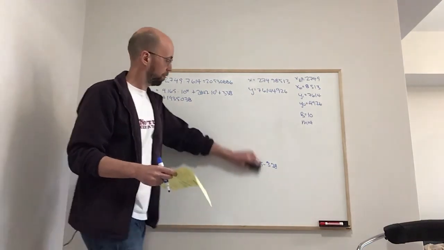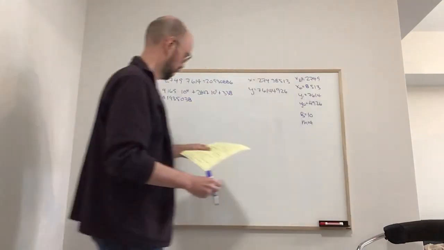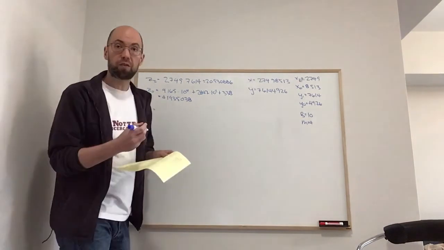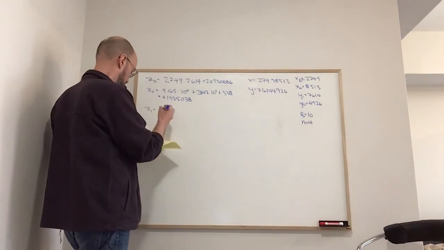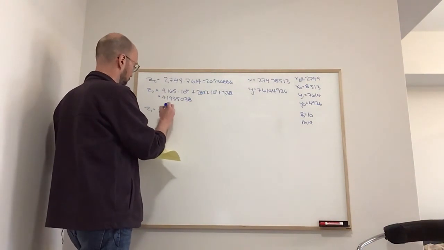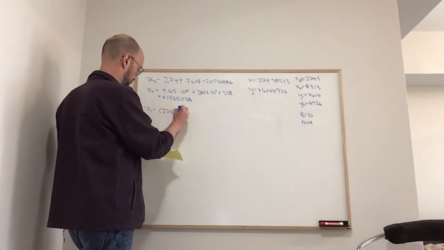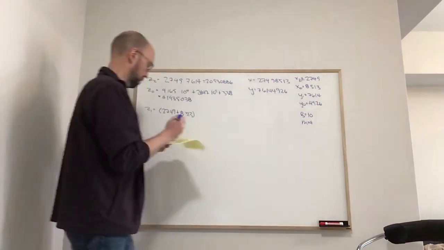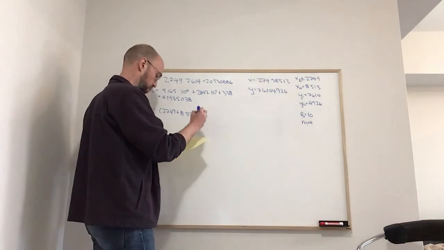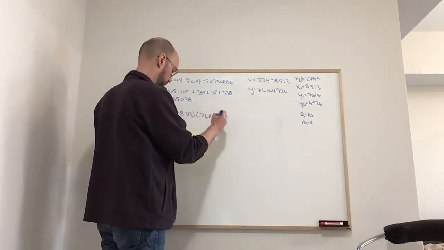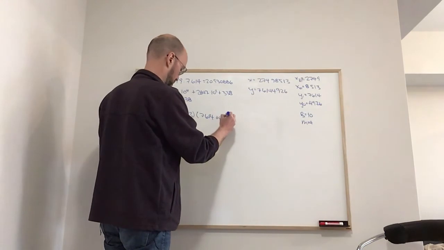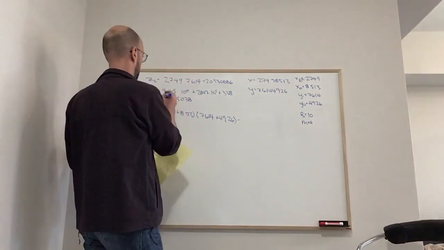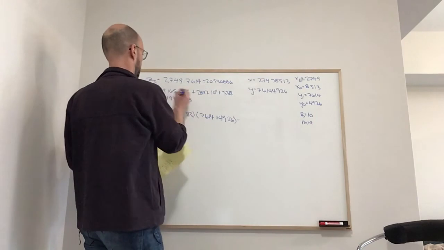Now we get to the complicated stuff, which is z1. Using Karatsuba's formula, we're not going to just do two multiplications. We're going to do 2,749 plus 8,513, that's x1 plus x0, times y1 plus y0, 7,614 plus 4,926, minus z2 minus z0, so minus this hideous number minus this hideous number.